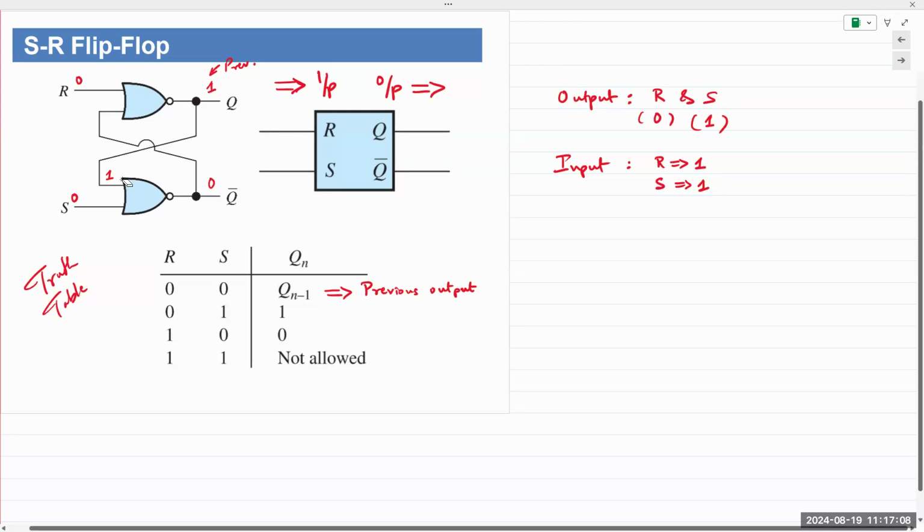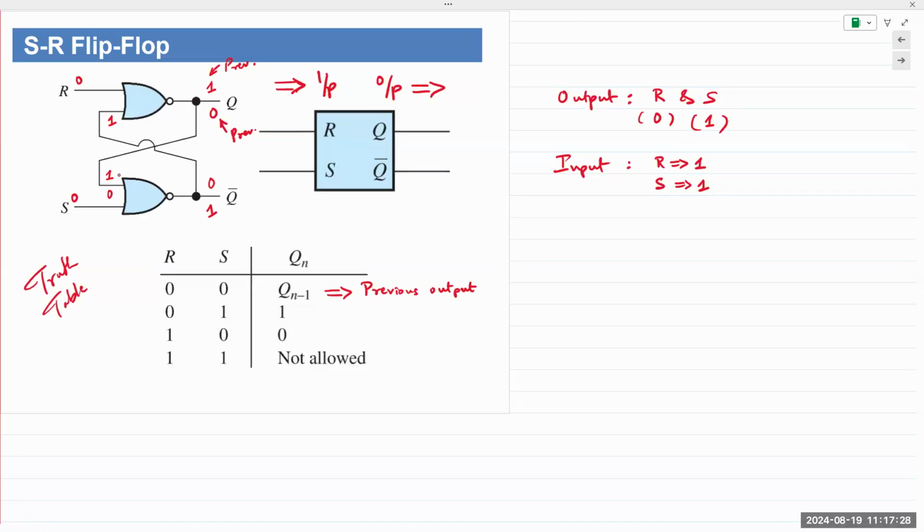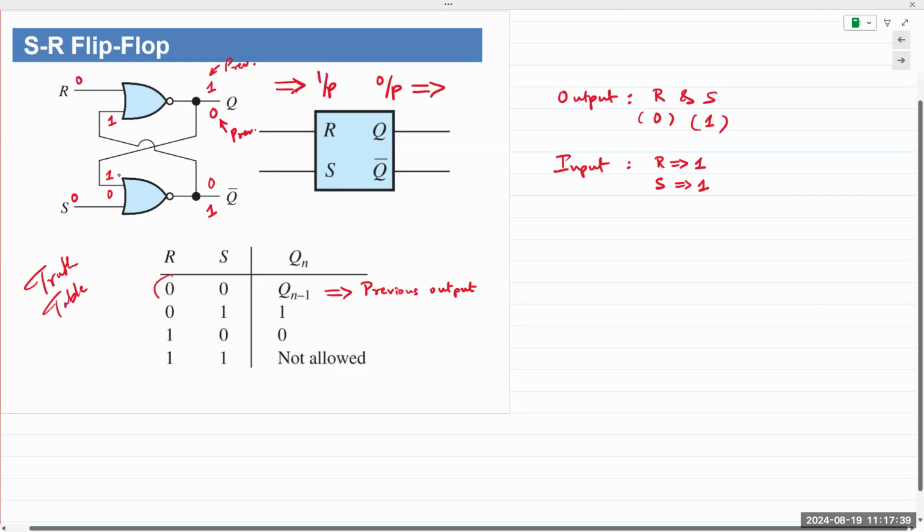If the previous state was 0 for Q, then Q bar, or Q naught, would be 1. And those are fed back into the input. So it's 0 here, and it's 1 here. Still remains the same. Doesn't change. Follow. Take your time. Think over that. And that's basically the first state.